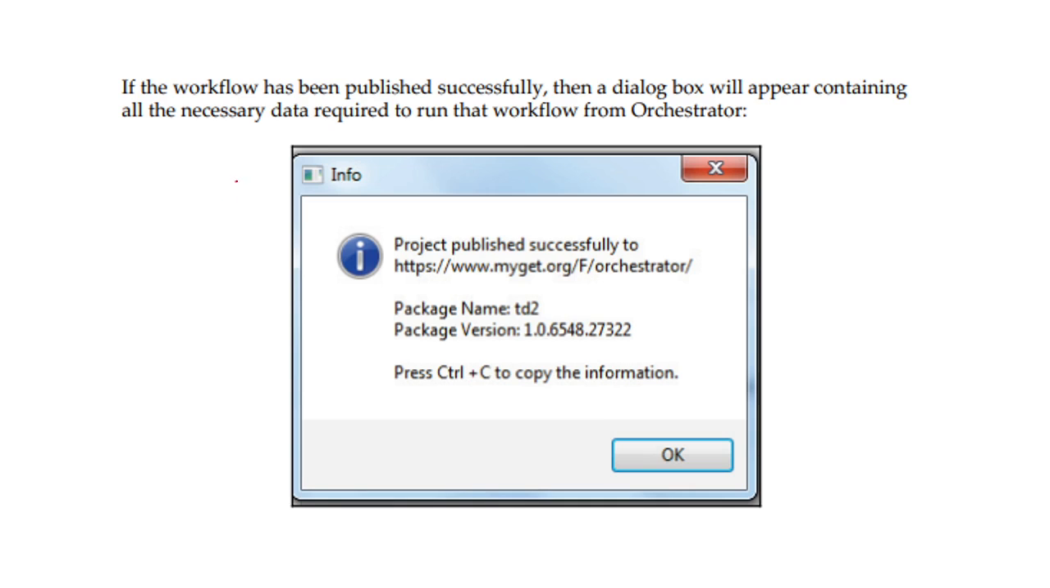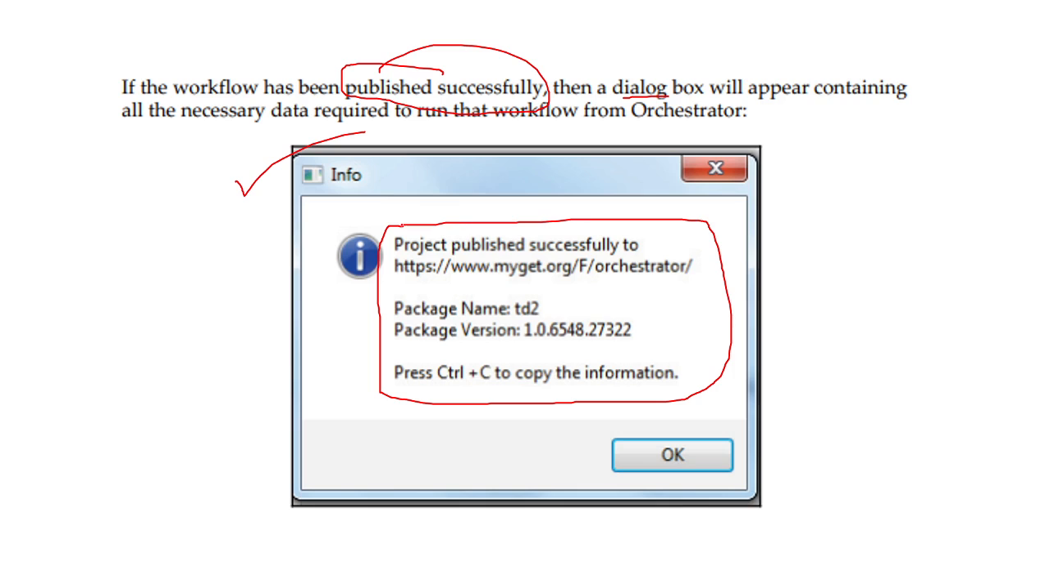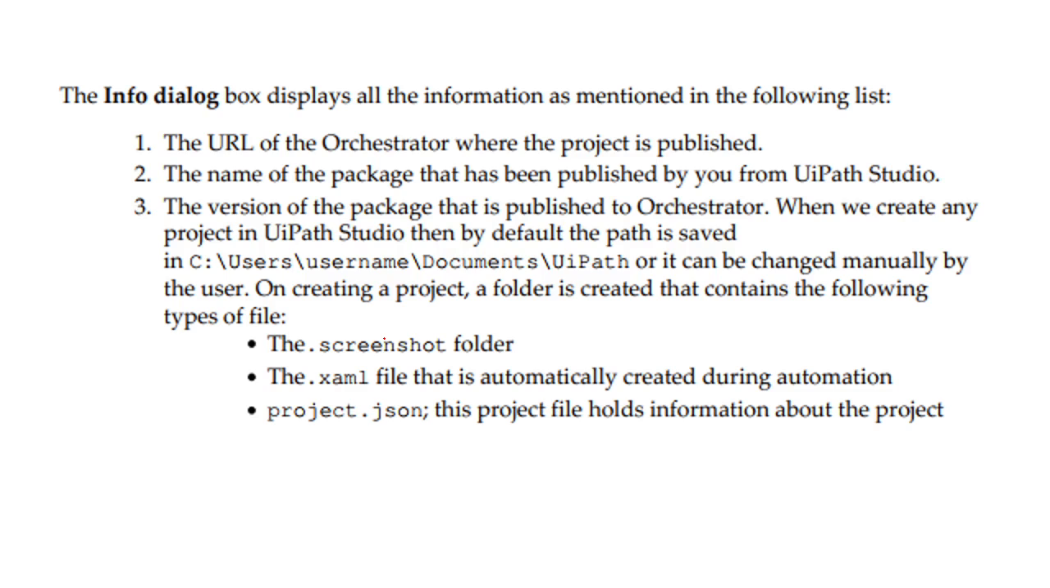So this is the window that you have to get. If your work has been published successfully, that's what the author is telling, this dialog box has to appear. Right, now we shall see this piece of information that you will get from UiPath Studio once your robot has been published successfully. We shall see one by one what this information is, right?